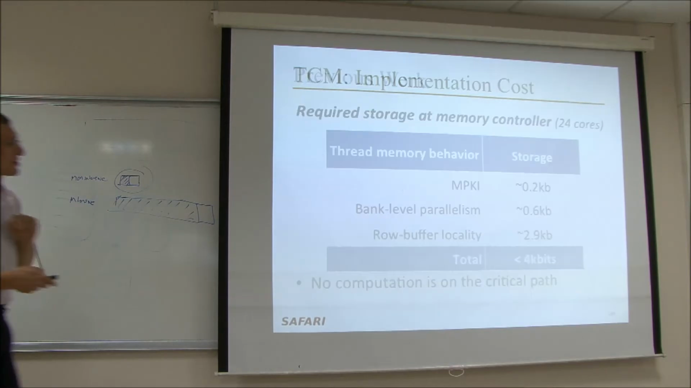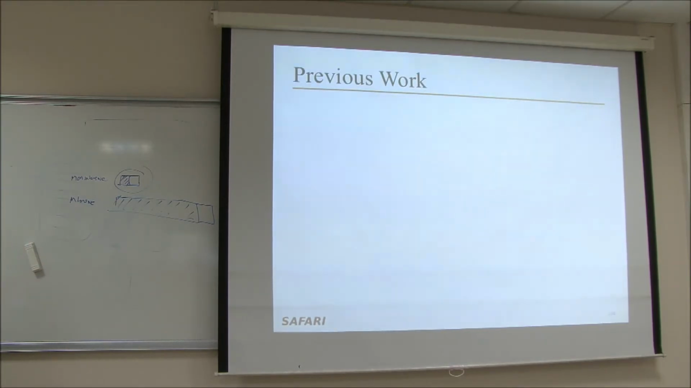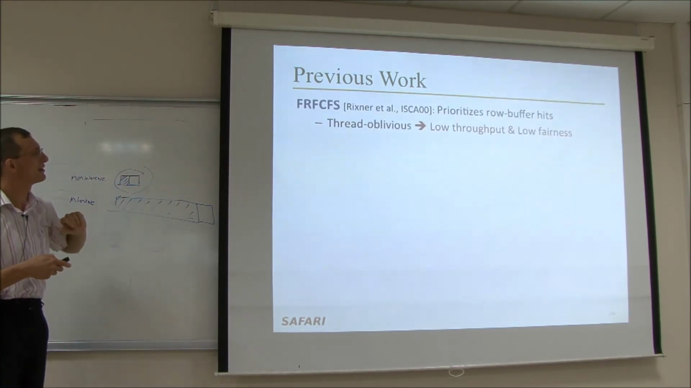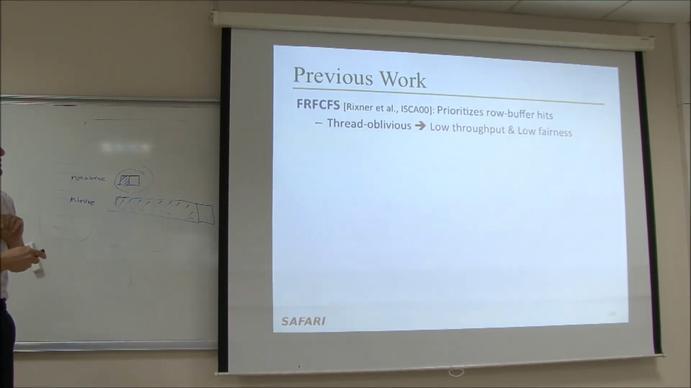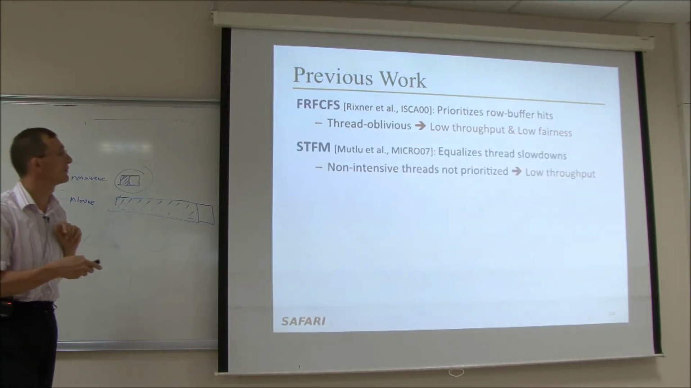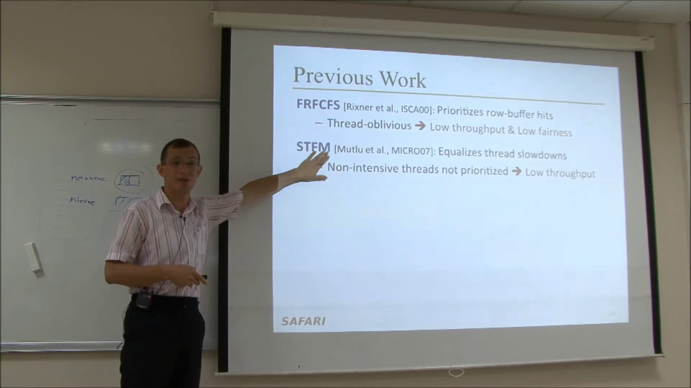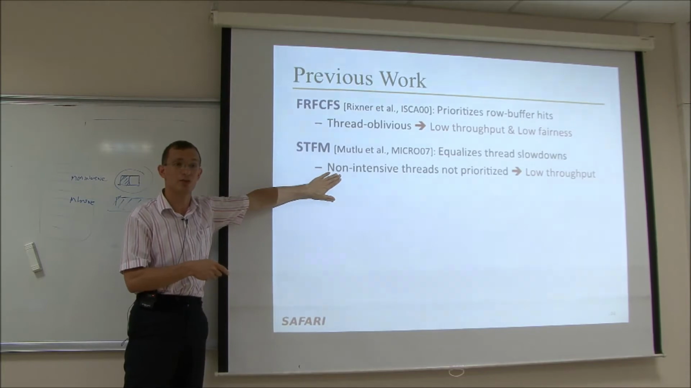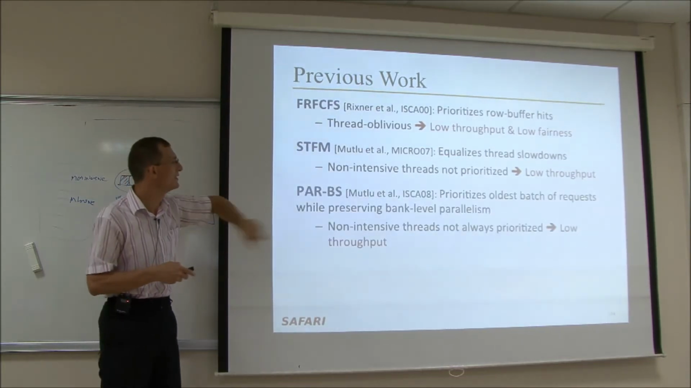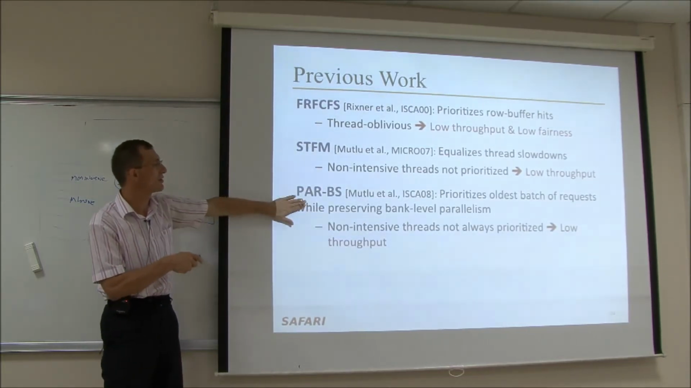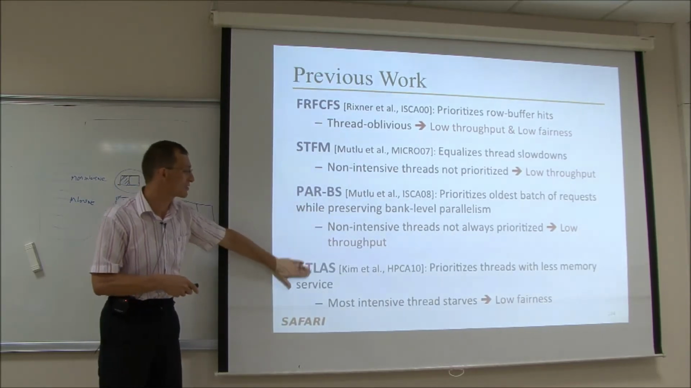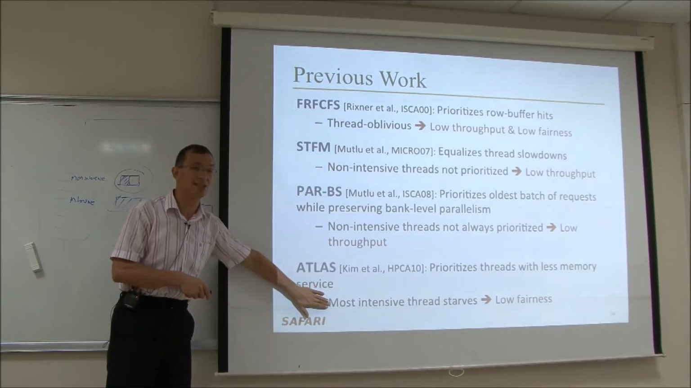Let's take a look at how this performs. I've already covered most of the previous work, but I'll remind you what those are. The row hit first scheduler is thread oblivious. As a result, it leads to low throughput and low fairness. The stall time fair memory scheduler, when we first started, does not prioritize non-intensive threads. As a result, it has low throughput. I told you that this was a problem with this. The same problem is here also with the parallelism aware batch scheduler. It has low throughput. And the ATLAS scheduler leads to the most intensive threads being starved. As a result, it has low fairness.